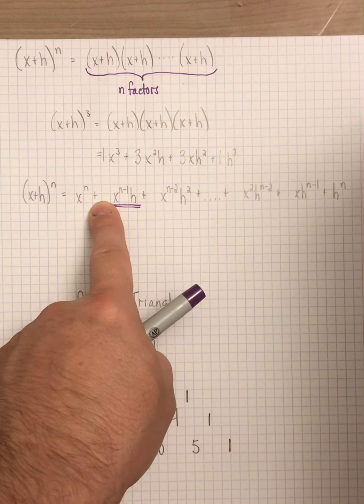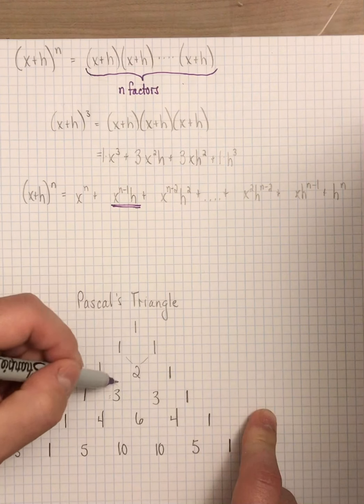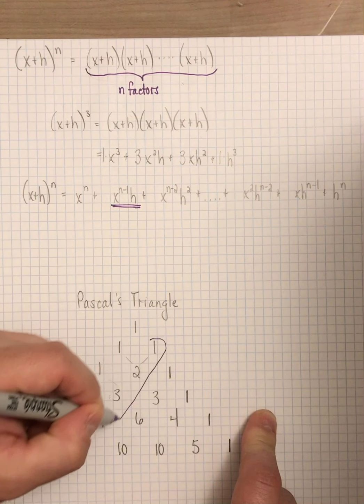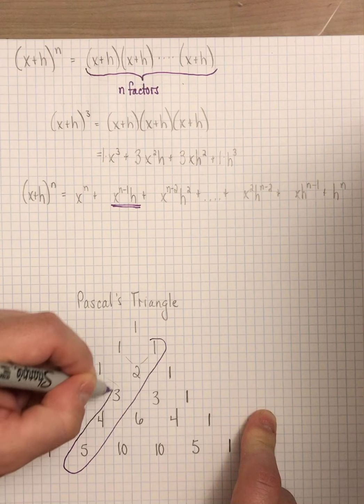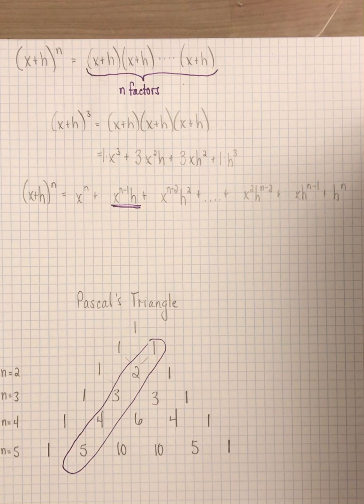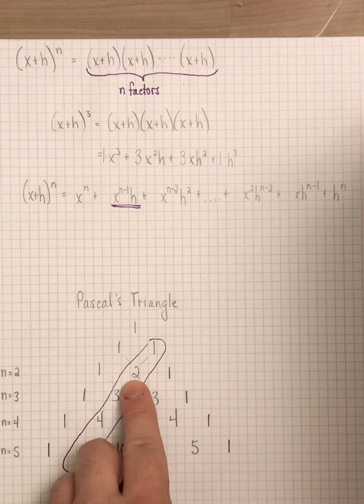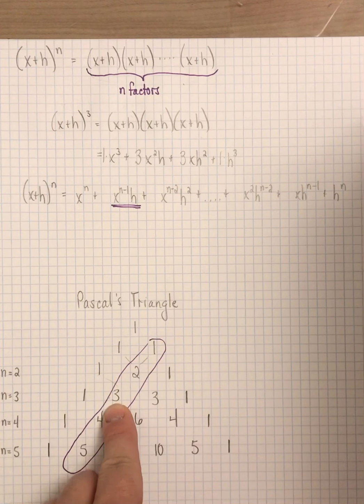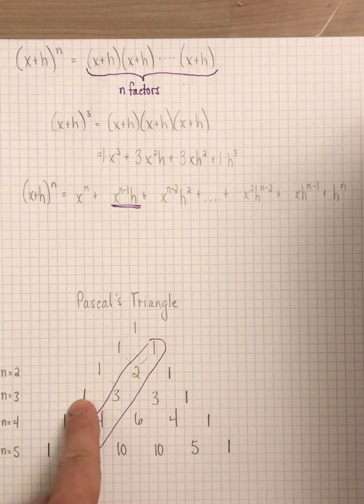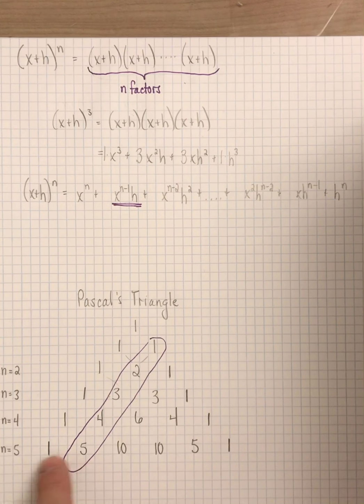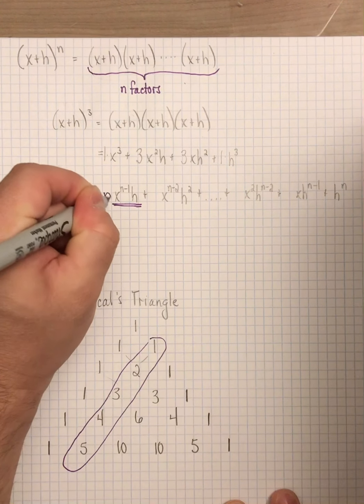The coefficient of this term is always the second number in Pascal's triangle, which by its very nature will always take the 2 and the 1 and add it and get 3. And then 3 plus 1 is 4. 4 plus 1 is 5. 5 plus 1 is 6. So the coefficient of that term is always the value of n.